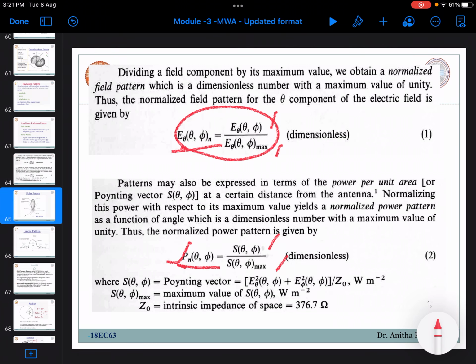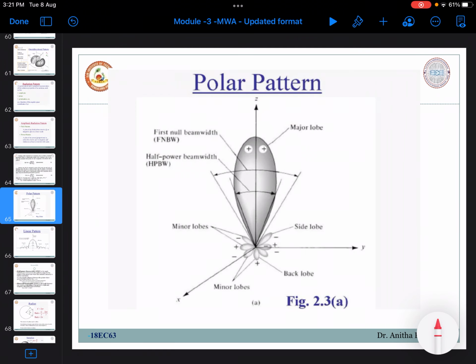Normalized power pattern. This is an example of a polar pattern of a radiation pattern. You can observe that with respect to the angle we will be plotting here. So here you can notice that this is a major axis, this is a major lobe, meaning we have a radiation pattern measured in terms of angles.